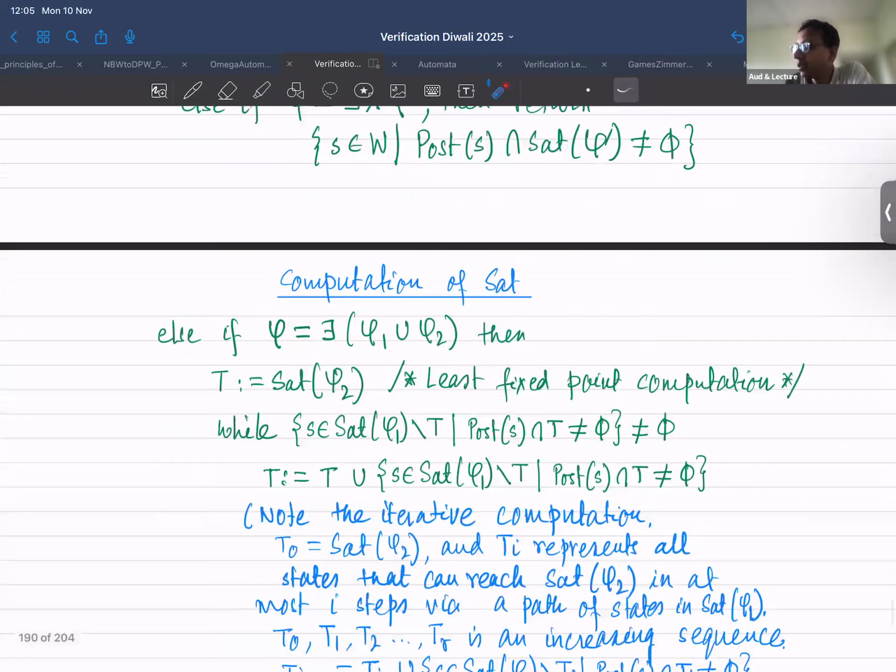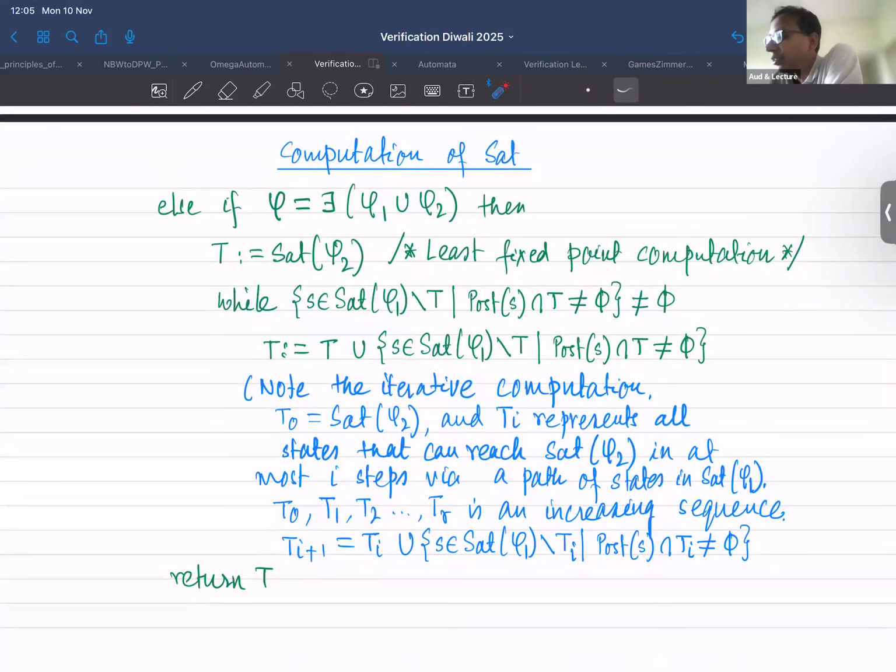And this is where I was talking about the iterative computation. When you have exists phi 1 until phi 2, first you start with sat of phi 2. We know that all the states which satisfy phi 2 will definitely be in this sat of phi, correct? And now we are looking for states which satisfy phi 1, but are not already in T.